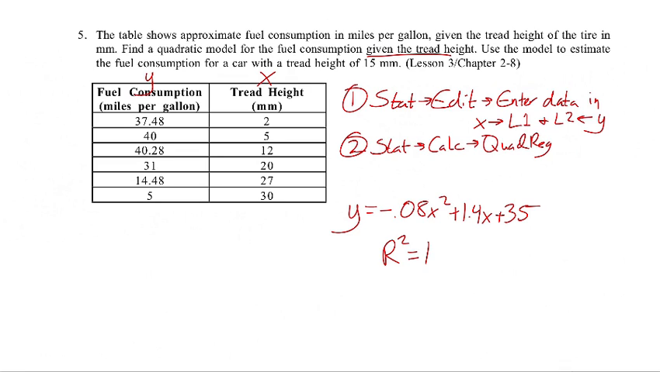And you also hopefully notice that you get an r squared value of 1. Folks, that's as good as it gets. That means it's dead on. So that's very, very good. So there's part 1 of our question.